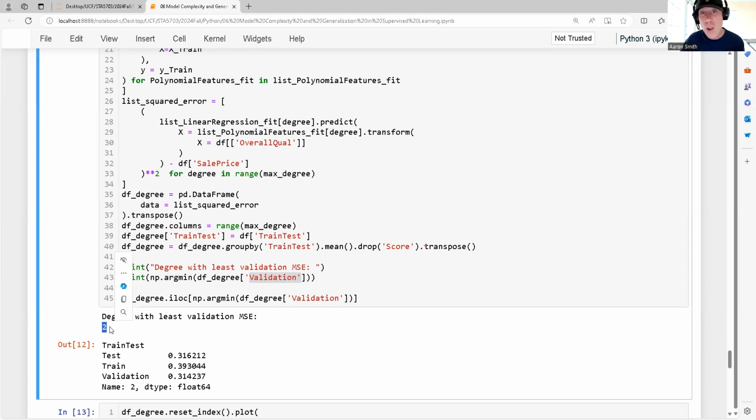Degree 2. I did degree 100. I went nuts. It went off the rails. And so we can see that here is my test MSE, which is about 3.2. Train is about 0.39, and then validation is 0.31. You'll notice that test and validation is actually lower than training. That's okay. That's an indication that I don't really have a problem with overfitting. Now, if I saw training was 0.1 and I saw test and validation were 0.3, that would be a sign of overfitting because that's a decent gap between them.